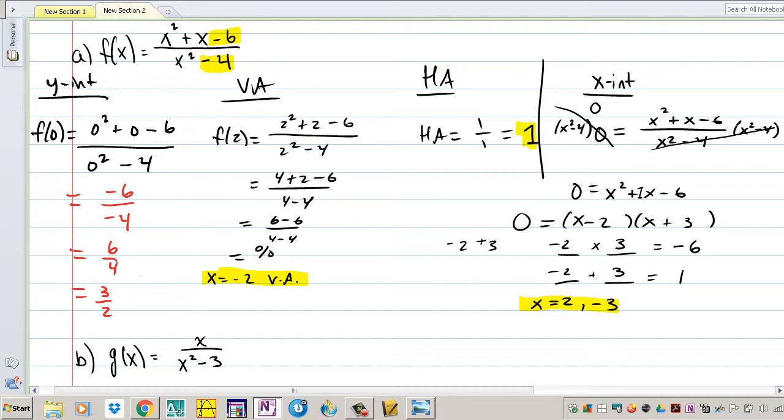Let me go back to the x-intercept, because I don't know how your professor wants it. Your x-intercept answers are 2, 0 and negative 3, 0. Your y-intercept answer should be the opposite: 0, 3 halves. If your professor wants it in point form, there it is. If he wants it in just a y form or x form, there they are.